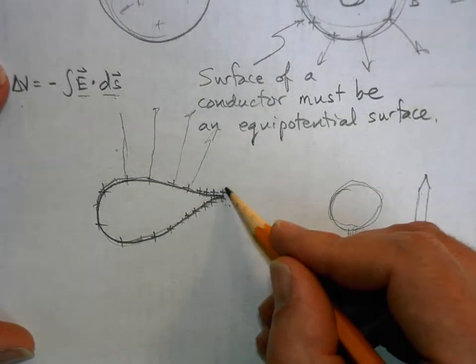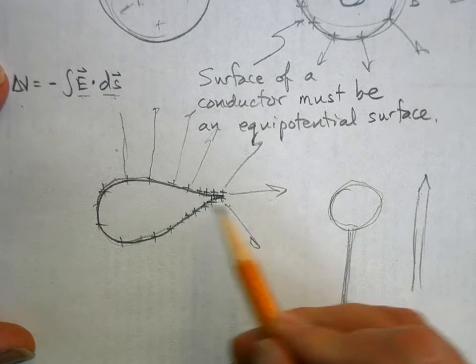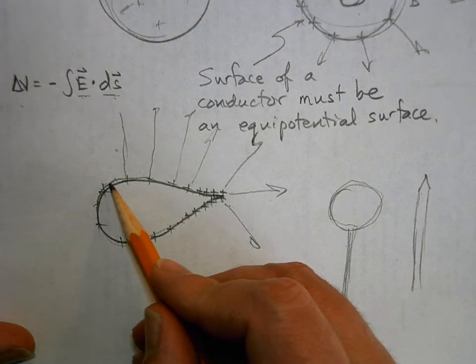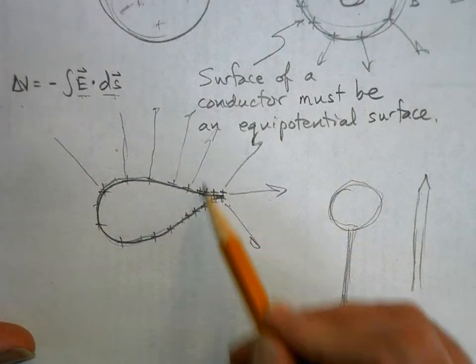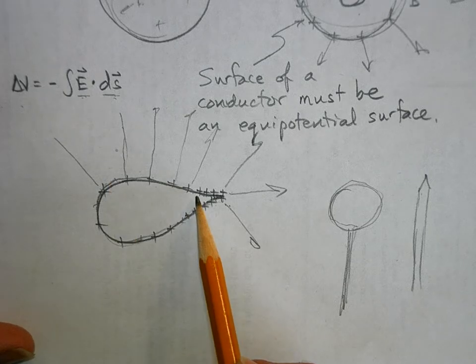You see these field lines, how fast they're spreading apart? The tip here almost acts like a point charge. Whereas when you're in this part right here, the field lines don't spread out as fast.